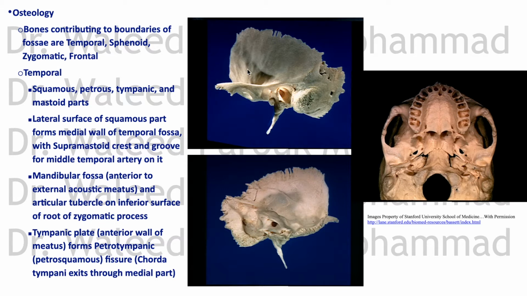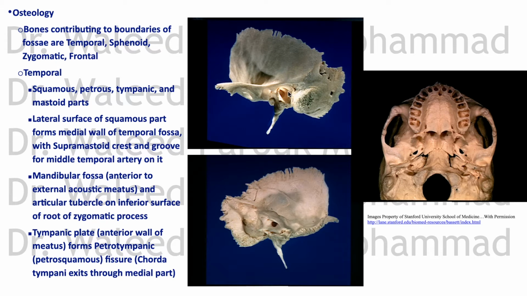The lateral surface of the squamous part forms the medial wall of the temporal fossa. It extends down till this crest. You see this crest? This is called the supramastoid crest. Also you will find an impression of an artery, grooved by an artery called the middle temporal artery. It grooves the bone here as it ascends deep to the temporalis muscle. So this is regarding part of the floor of the temporal fossa.